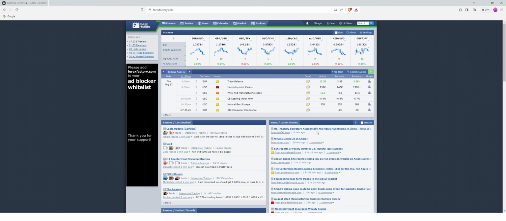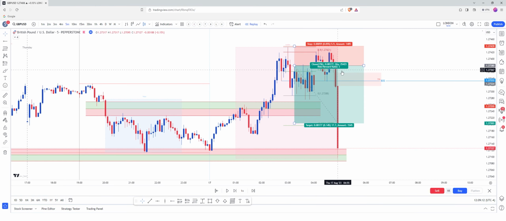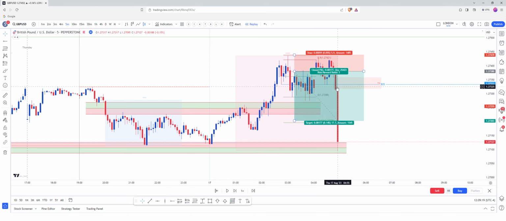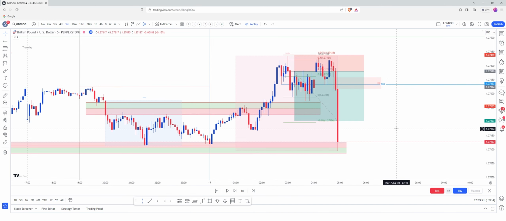caused that. Let's just see if there's any yellow folder news. Trade balance EURUSD 5 AM. So there was not even any yellow folder news at this time. So if you know what caused this big drop, do leave it down in the comments below. I'd be interested to find out why we had such an aggressive move so quickly after this consolidation.